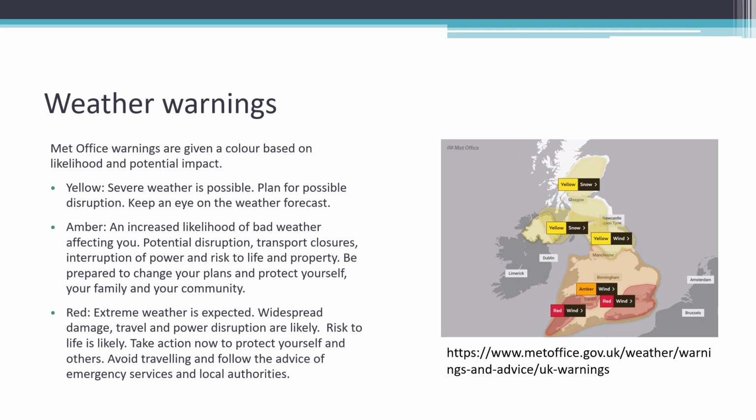Red is the highest level of alert, meaning that extreme weather is expected, including widespread disruption and damage. You must take action to protect yourself and others. You should avoid travelling where possible and follow the advice of the emergency services and local authorities.